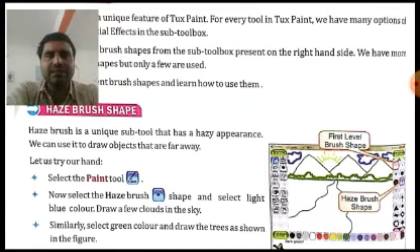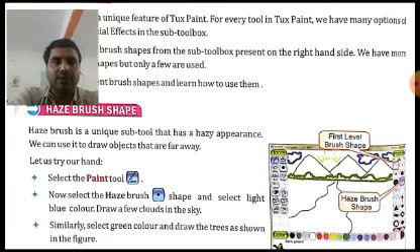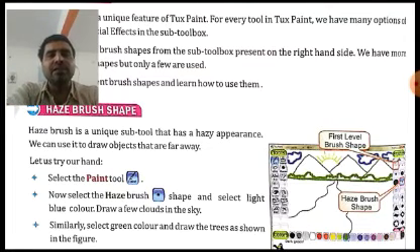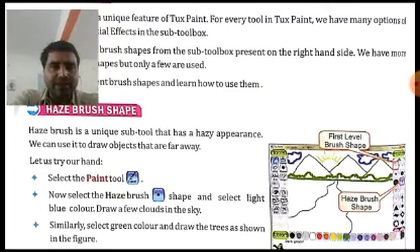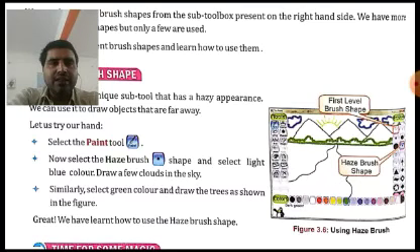Okay, it gives us the effect that the object is very far from us. That is why it is looking hazy. It is not very clear. And those objects which are near to us or those which are very big, they will appear clear to us in the scenery. Now, similarly, we can select green color and draw the trees as shown in the figure. Green color can also be selected for drawing the trees at the bottom of the mountains.